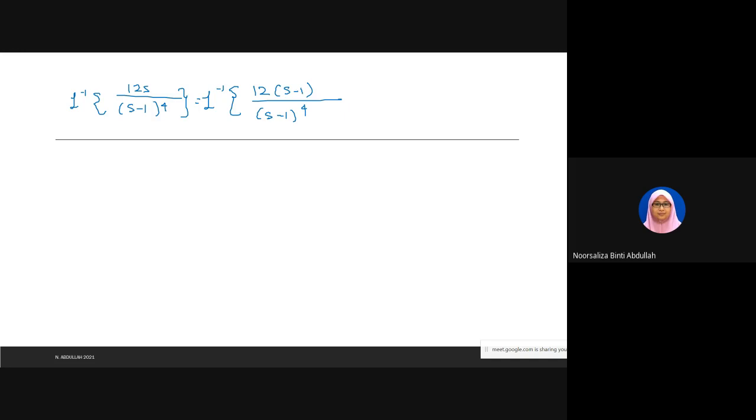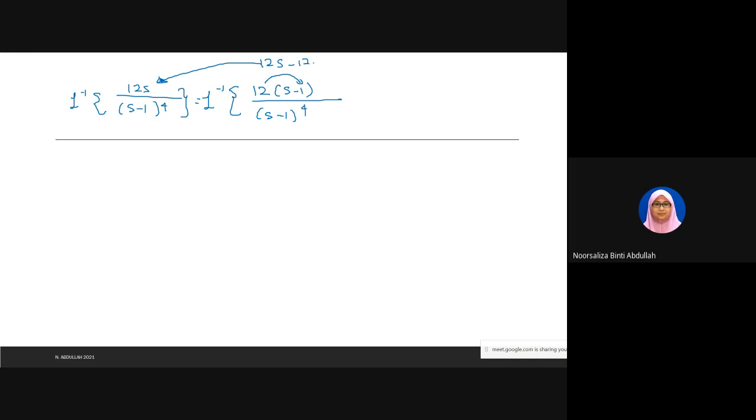Okay. So kalau you buat yang ini, you kembangkan, if you kembangkan this one, you will get 12 times S, so 12S. Sama dengan yang ni kan? Then this one times this one, you get minus 12. Betul? Okay. So you have a 12S, 12S minus 12.